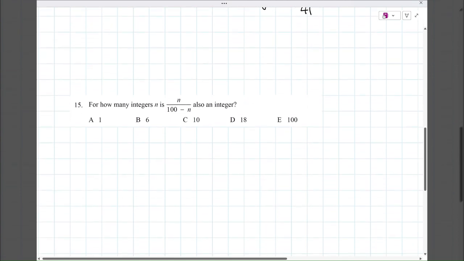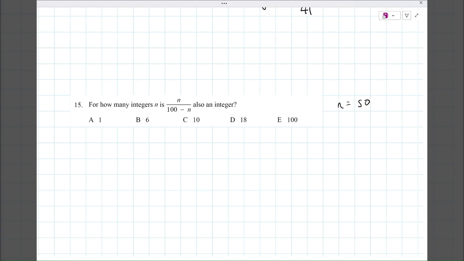Now, this is interesting because this is essentially saying we need n divided by 100 minus n to be an integer, which means we need n to be a multiple of 100 minus n. You could probably figure out a few values that would definitely work. For example, if n was 50, we'd have 50 over 50. If n was 75, we'd have 75 over 25. If n was 80, we'd have 80 over 20.